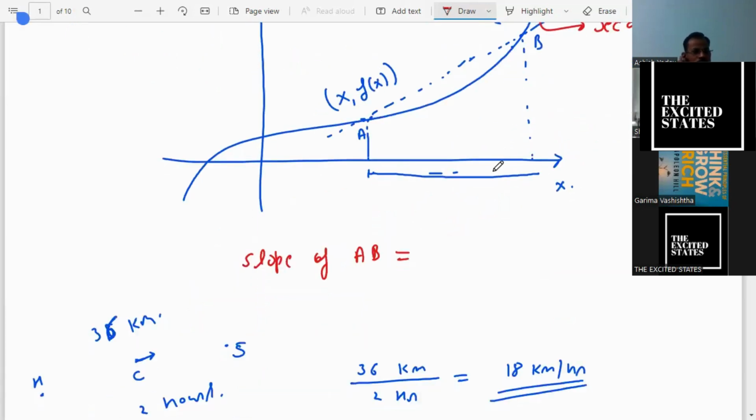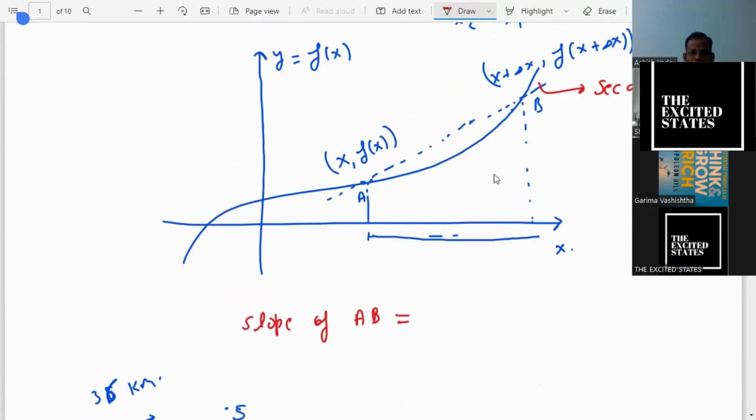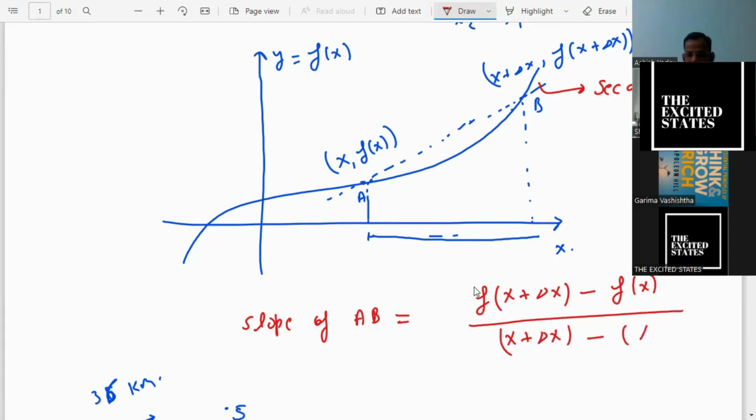It will be y2 minus y1. What is y2 at point B? I mean to say, what is y at point B? It is f of x plus delta x, minus y1, that means the y coordinate at point A, that is f of x, upon x2 minus x1, that is x plus delta x minus x.